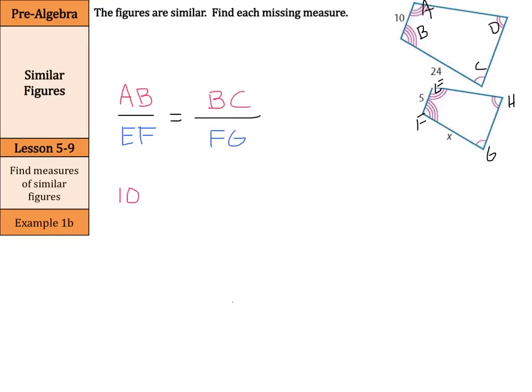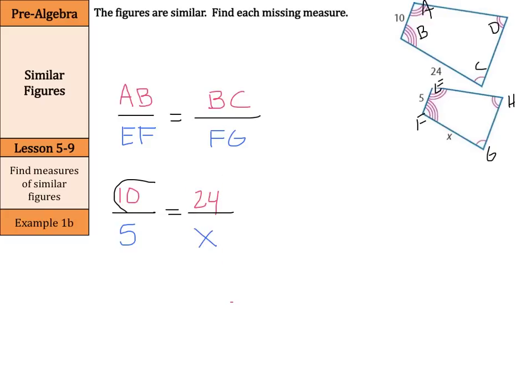AB is 10, EF is 5, and that's going to equal BC is 24 over FG is X. And again, notice, as we set this up, on top, they're in the same shape. On the bottom, it's the other shape. But in each individual ratio, the 10 matches the 5, and the 24 matches the X.